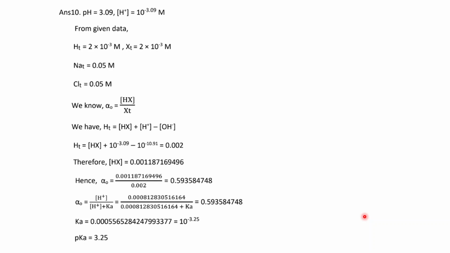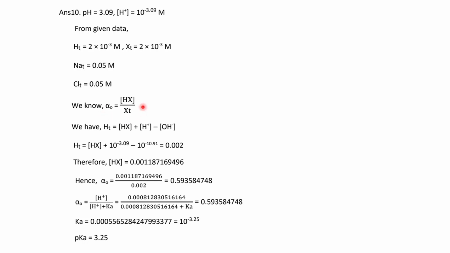So to solve this question, we have the pH as the target. This is the inverse type of question. We have the final pH. We have H plus as 10 raised to power minus 3.09. From the given data, H total is 2 into 10 raised to power minus 3 and Xt is 2 into 10 raised to power minus 3 molar. NaT is 0.05 and Cl is 0.05.